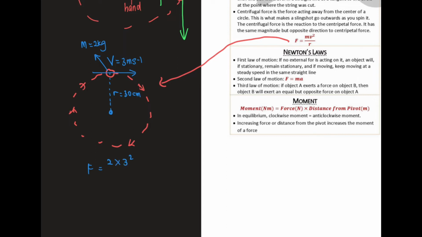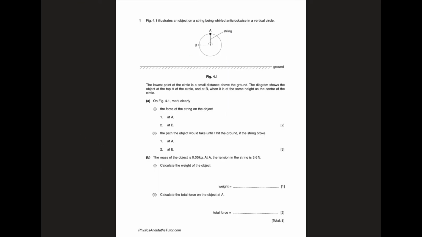Now I want to find the centripetal force. F equals mv square over r. So the r you have to change to meters, 0.3 meter. Then we calculate 2 times 3 square, divided by 0.3, and we get a centripetal force of 60 Newton. So that is the centripetal force. Now let's see more questions on centripetal force.